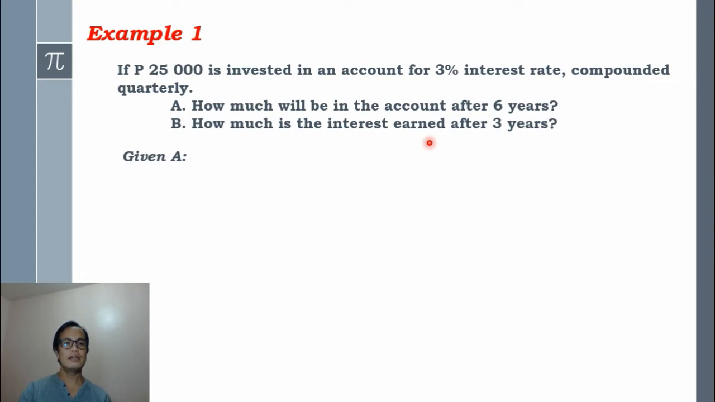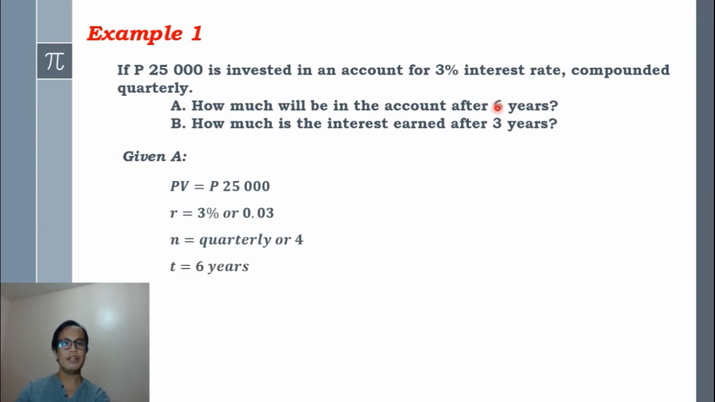For the given, of course, our present value is the 25,000 because this is the amount that is being invested. Then the rate is 3%, or in decimal that is 0.03. And we have our N, meaning the number of compounding periods, which is quarterly, or that is 4, because the amount is compounded 4 times a year. Then we have our T, which is time in years. We have 6 years. Of course, we have to find the future value in the account after 6 years.